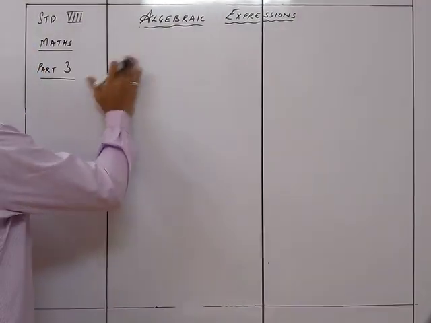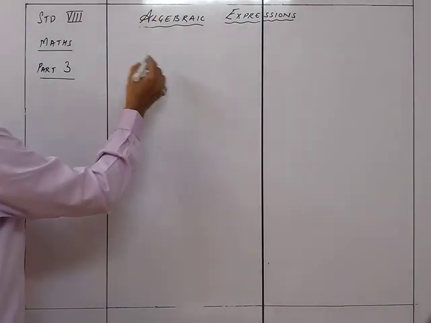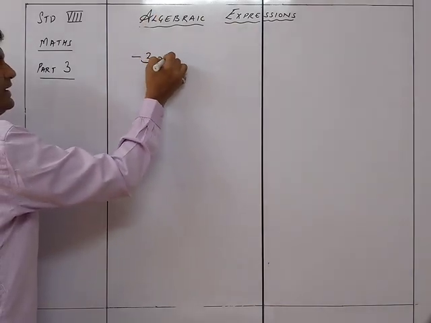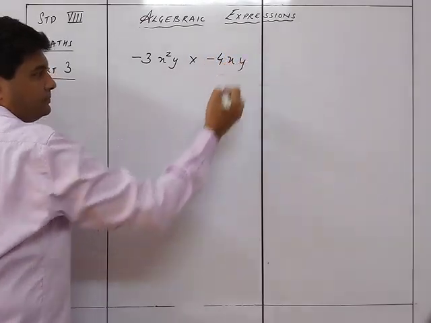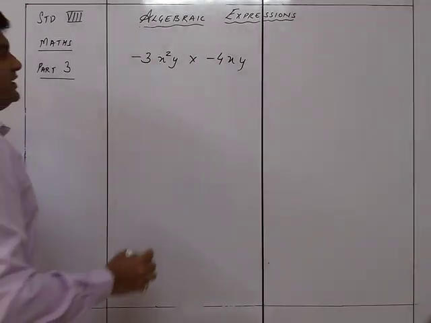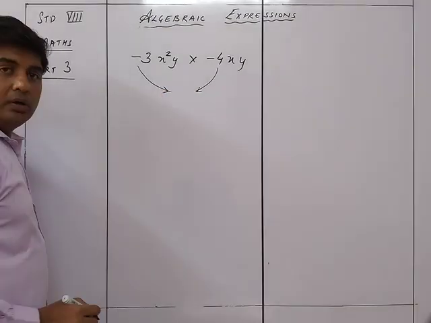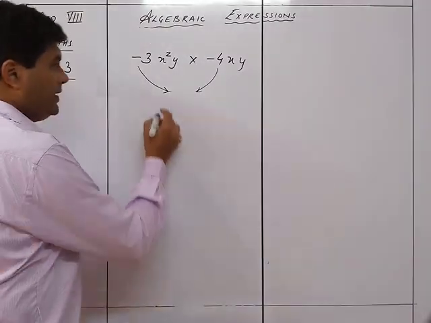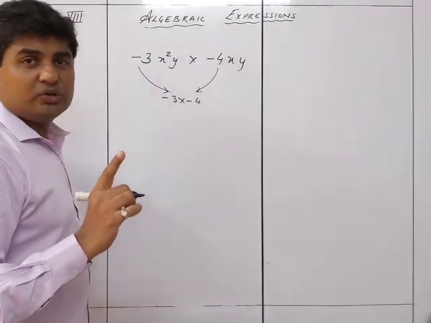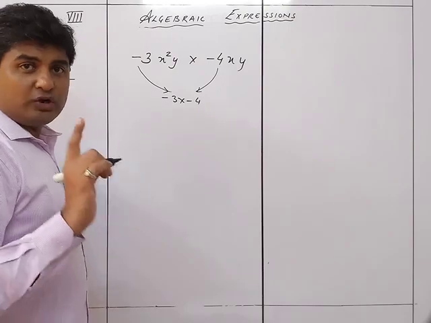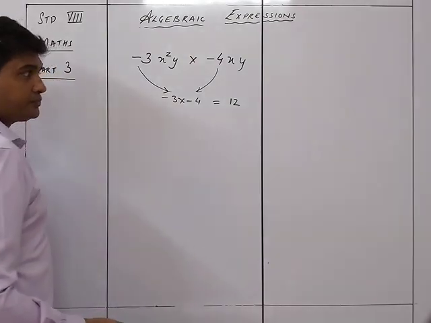So what is going to happen is we are going to use, suppose, first of all let us take an example. Suppose I take the example of minus 3x square y into minus 4xy. In this case, first of all we are going to multiply the two numerical coefficients. So that will be minus 3 into minus 4. We are going to use the integers. So minus into minus is plus. So the answer to this is plus 12.